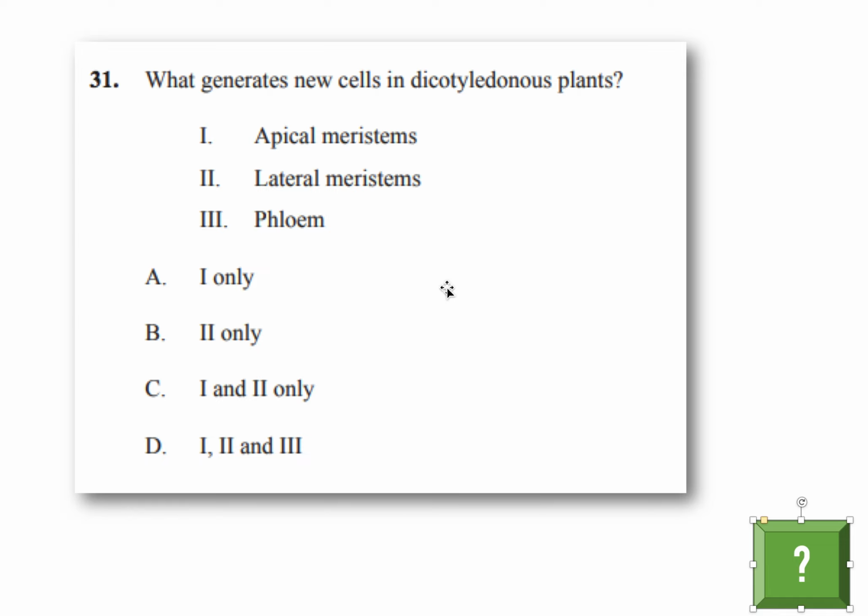Let's do some more questions on the topic 9.3. So again, everything to do with plant growth, okay? So let's just get started. What generates new cells in dicotyledonous plants?